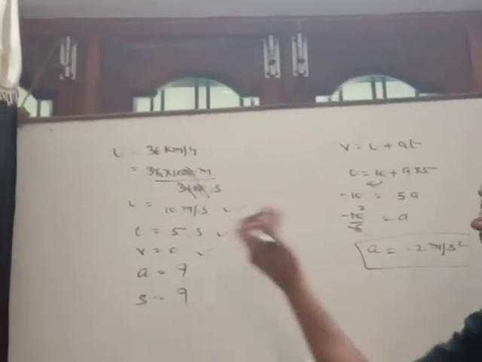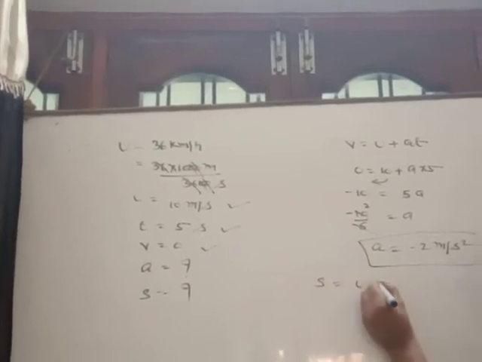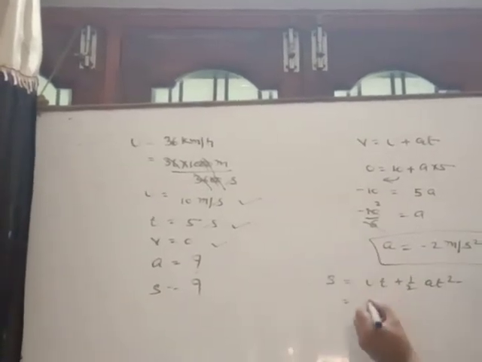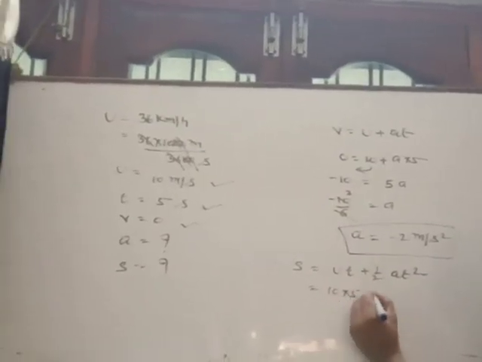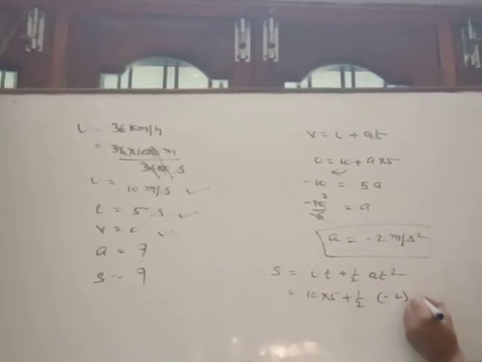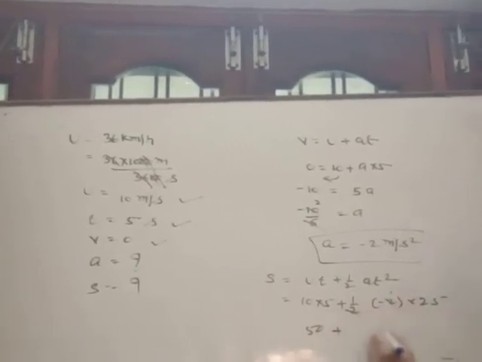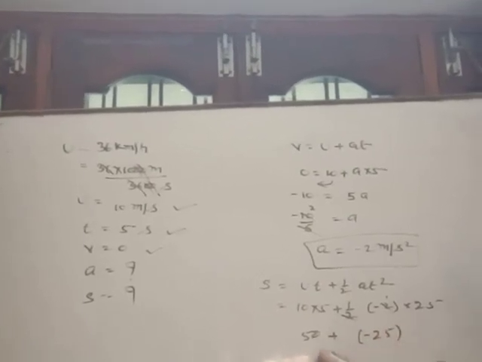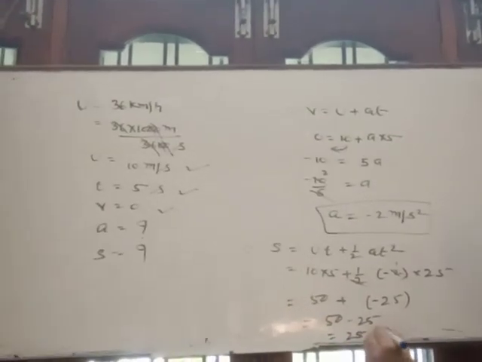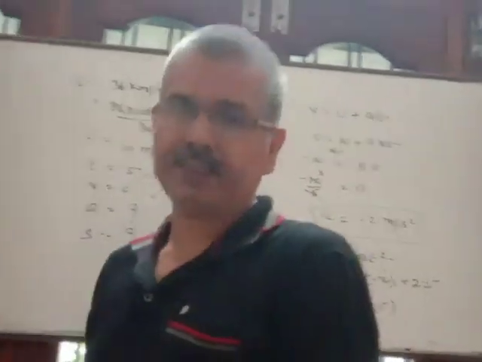So what is the distance traveled after 5 seconds due to application of brake? So use second equation. S is equal to ut plus half at square. U is 10, time 5, plus half, acceleration minus 2, and time again 5, that is 25. So it is 50 plus, minus 25. So 50 minus 25, that is 25 meter. So this is the distance traveled after 5 seconds due to application of brake.